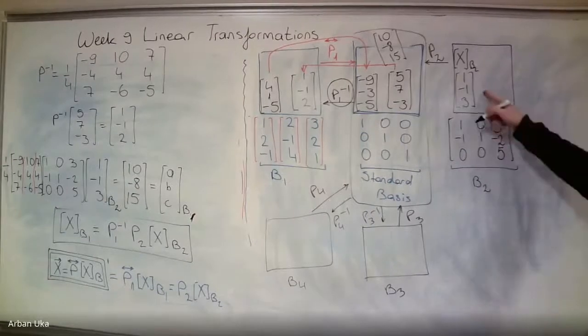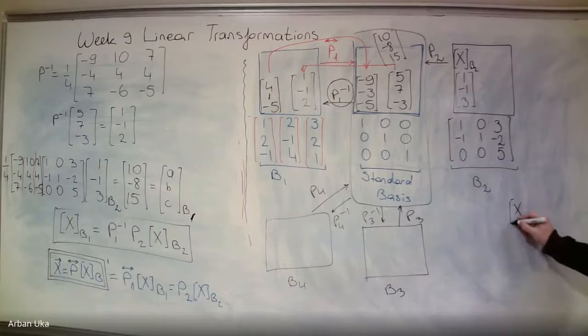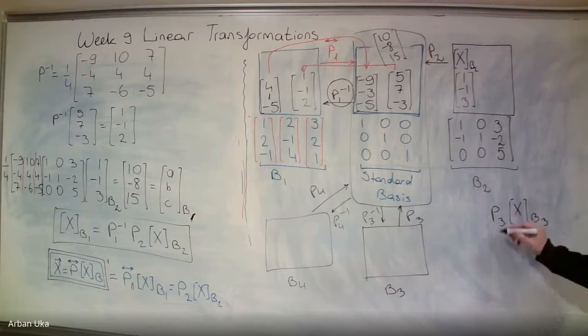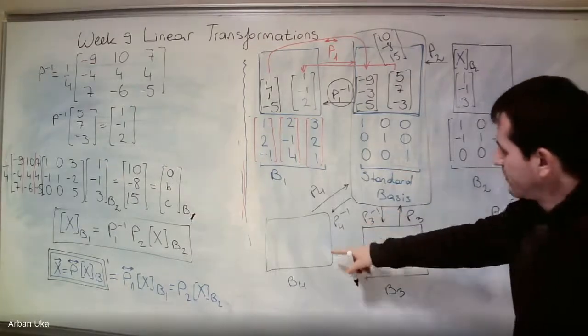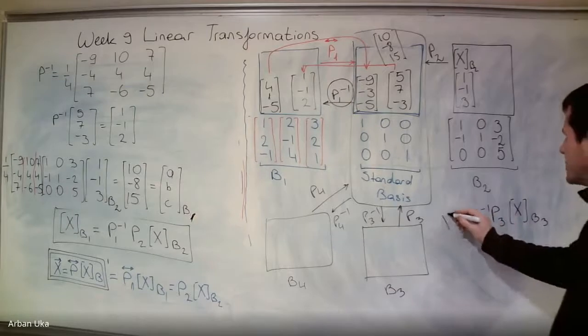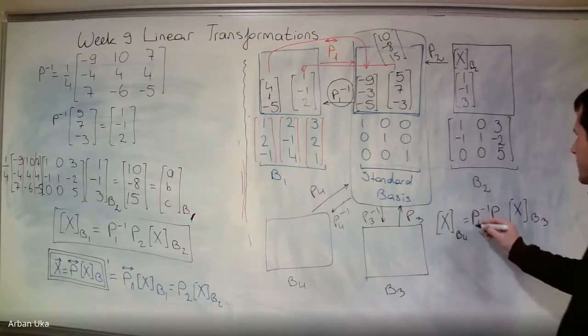So we just do the following. We have this vector x in basis B3. We know we need to go to the standard basis. How do we do it? We multiply with P3. That's easy. And then where do we want to go from the standard basis? If we want to go to B4, we multiply with P4 inverse, and we get what? This is x, the projection of x on basis B4, okay?